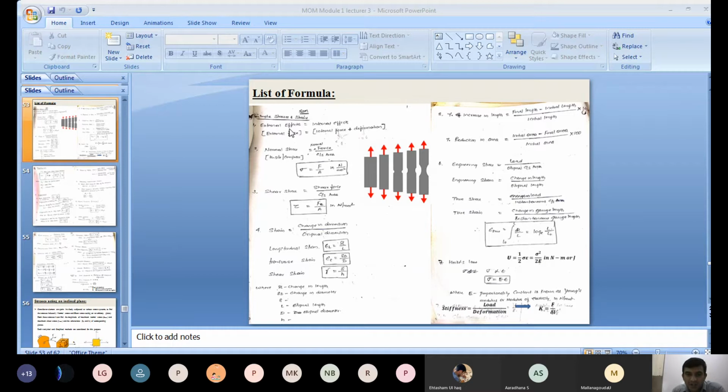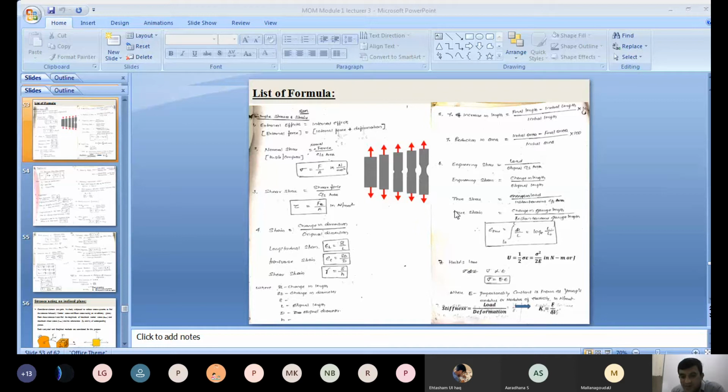First see that for the first figure, if I apply a load here, the initial length is L1 and the initial area is A1. If you apply a load here, what happens? Length increases, right? From L1 to L2, the length increases and the area decreases from A1 to A2. At that instantaneous time, what cross-sectional area do you consider? That is called the true stress.